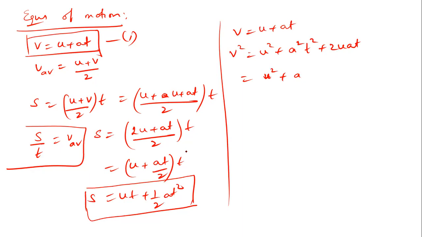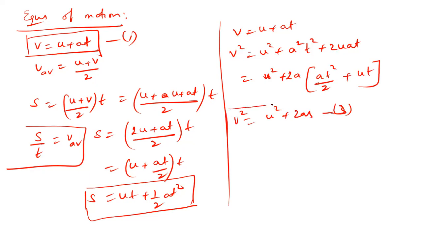Now instead of at, what do I need? I want v squared equal to u squared plus 2as. So I'll take 2a common outside, so that this becomes at squared by 2 plus 2a common inside, it should be ut. So from here I can substitute and write this as u squared plus 2as. This is my equation 3. Therefore we have got all the three equations by the calculus method.